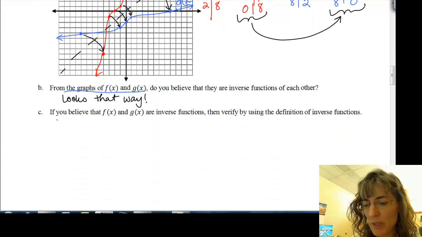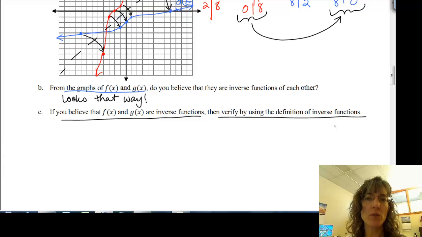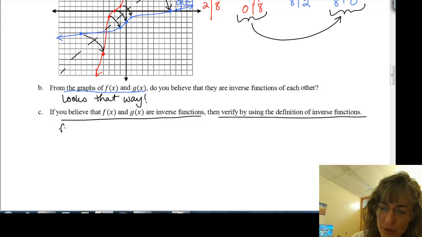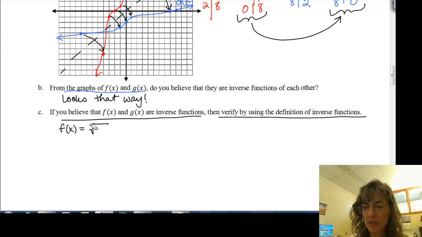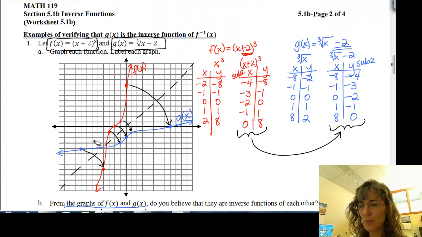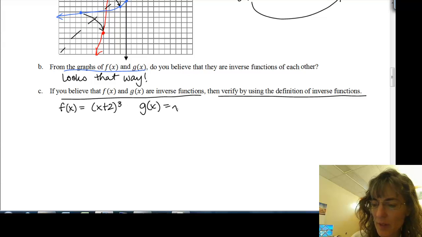And then it says if you believe that they are inverse functions, verify by using the definition of inverse functions. I want you to go ahead and verify whether you believe they're inverses or not, because that will be your final proof of if you're right. First thing I'm going to do is rewrite my two functions so they're right here where I'm looking. This one, f of x, is the quantity x plus 2, cubed, and my g of x was the cube root of x minus 2.